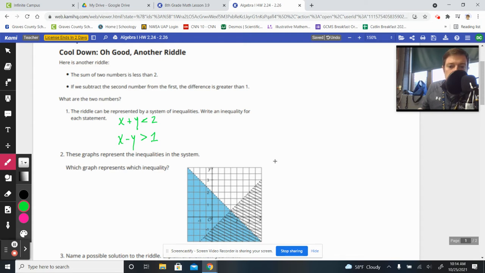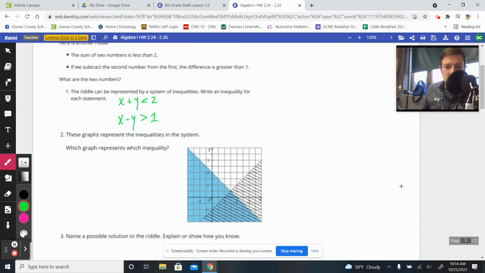Down here at the bottom, we have lines of each of these inequalities, both dotted because they're both less than and greater than. There's no or equal to situations. Our first job is to say which one is which. To make that happen, I'm going to think of these as equations: x plus y equals 2 and x minus y equals 1. So what ordered pairs can make these things true?